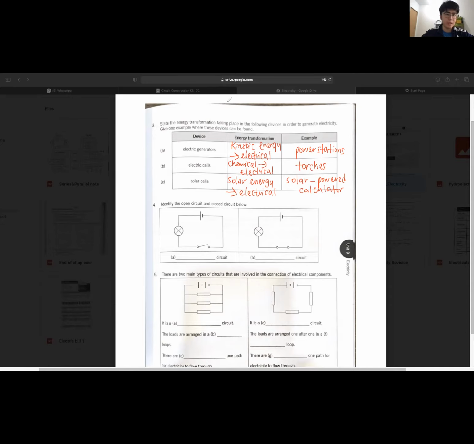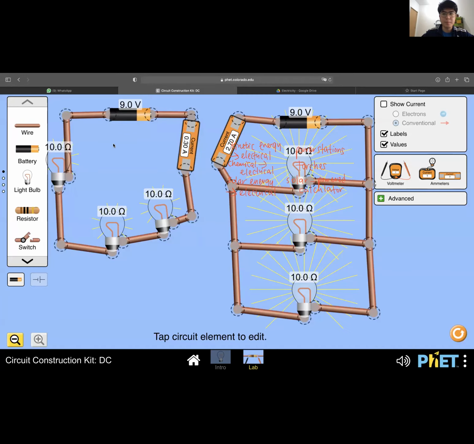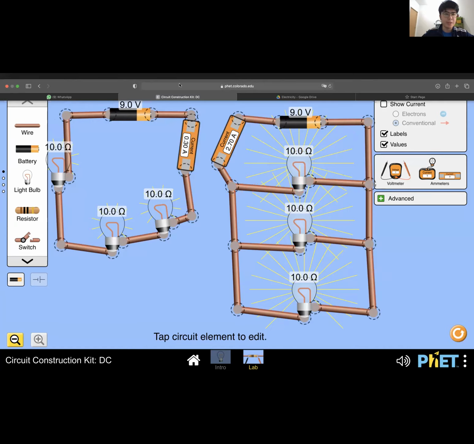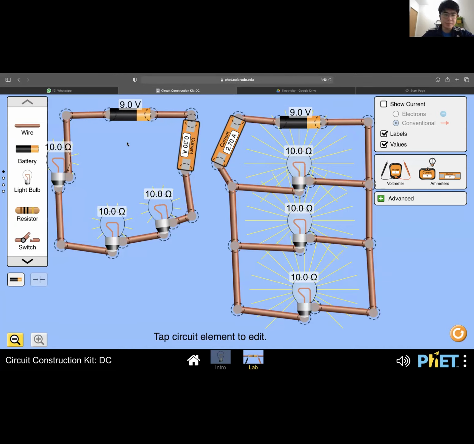Okay, we go back to the website. Just want to show you this. We talked about the advantages and disadvantages, right? Let's revise a bit. For series, the advantage is it's simple to build, very easy to connect. The disadvantage is when one is damaged, it affects the whole thing.